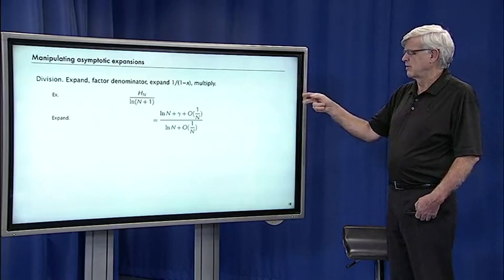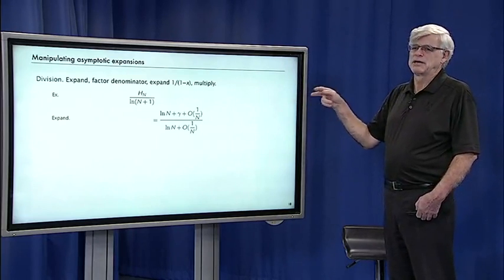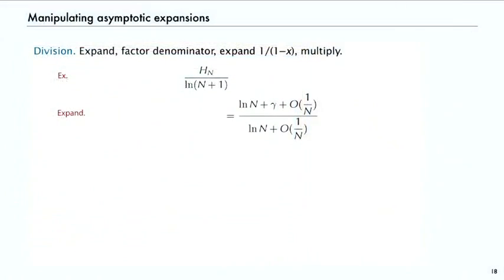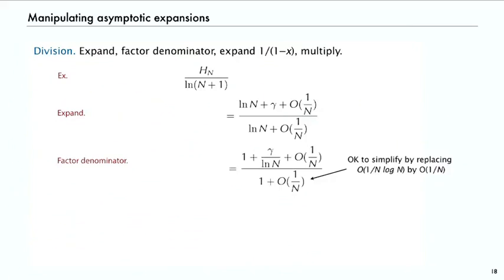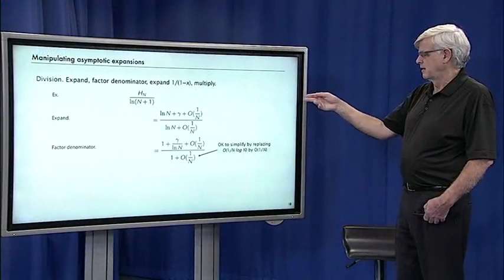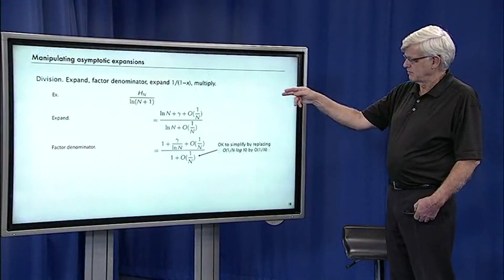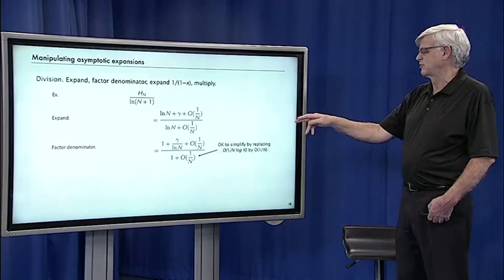So now we have the ratio of two asymptotic series, and what we'll do is factor out the log n as before. So let's divide both numerator and denominator by log n, and so the numerator becomes 1 plus gamma over log n plus O of 1 over n. It's over 1 over n log n, so we're simplifying that. And then the denominator becomes 1 plus O of 1 over n.